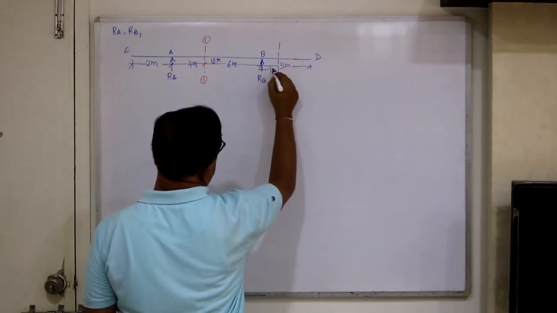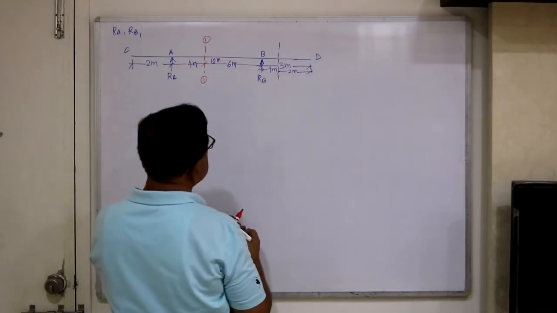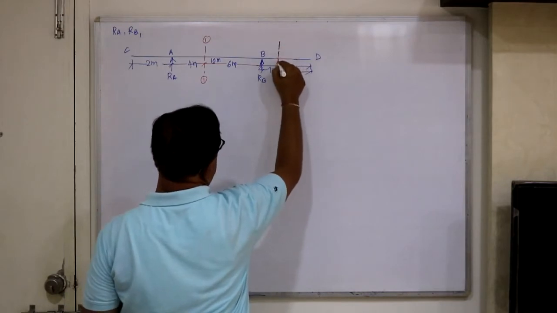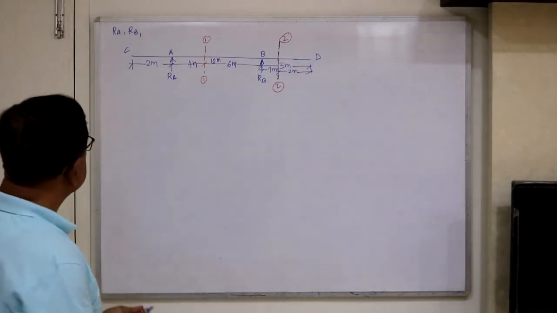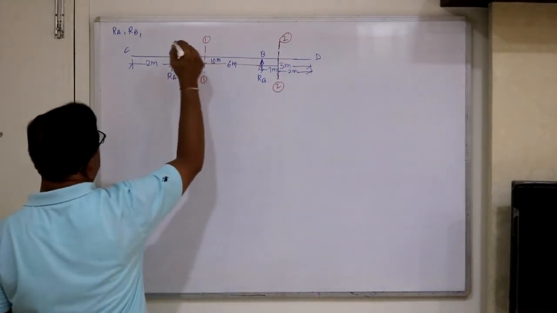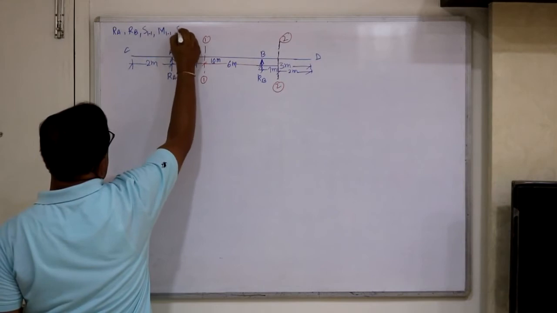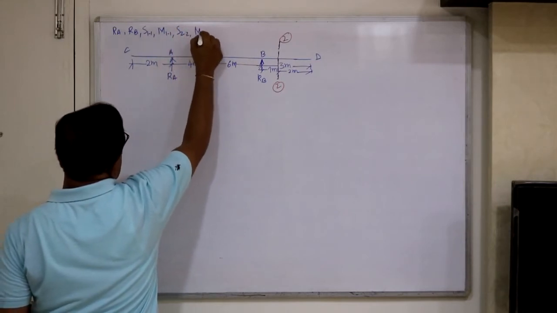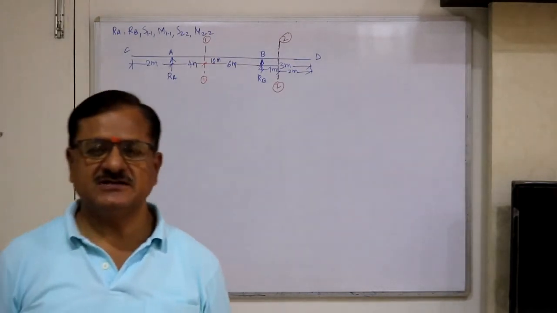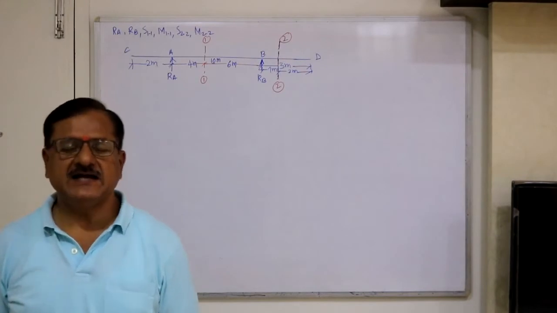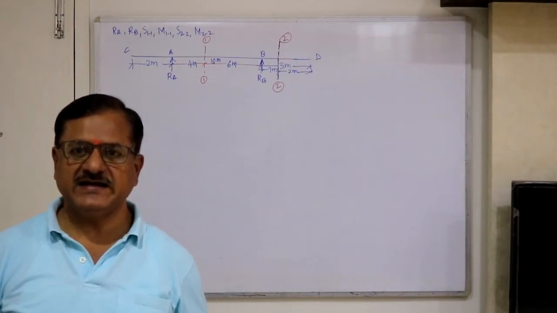Okay, now you take one more section here at a distance 1 meter, remaining 2 meter. So I am taking this section at a distance 1 meter, section 2-2. So what I want is to construct RA, RB, S11, M11, S22, M22. So ILD for RA, ILD for RB, the reactions at A and B. Then ILD for shear force and bending moment at sections 1-1 and 2-2.